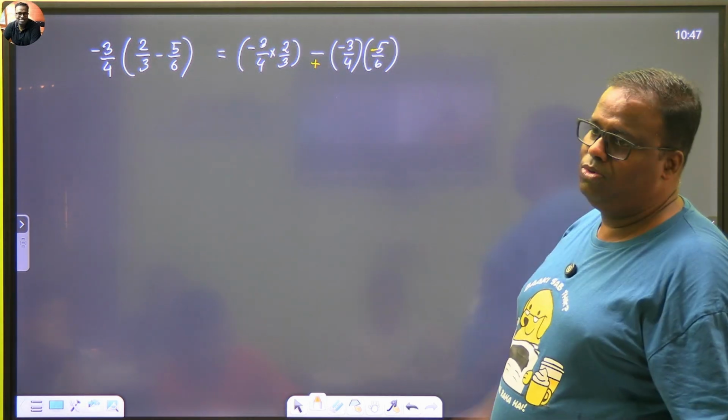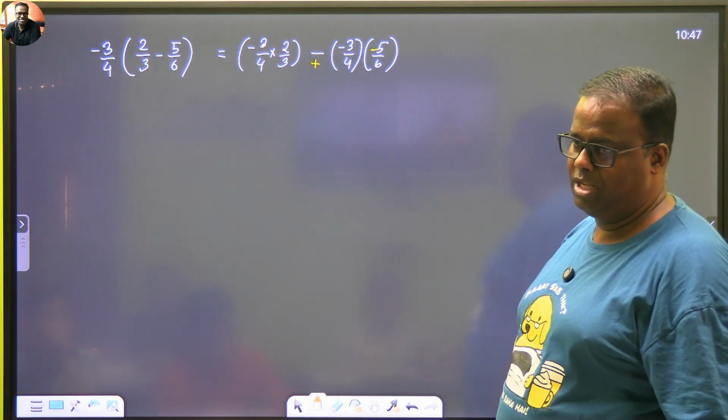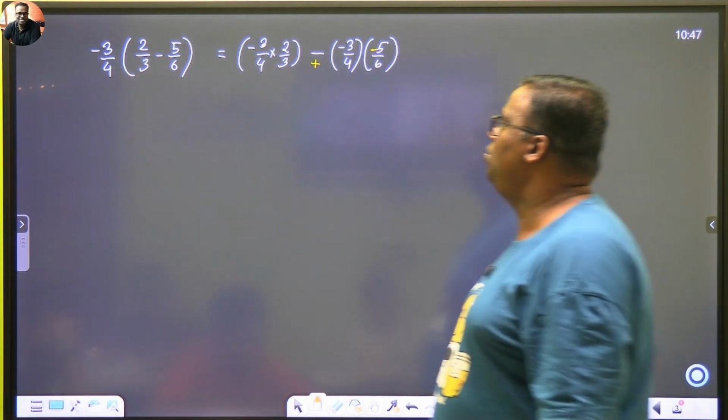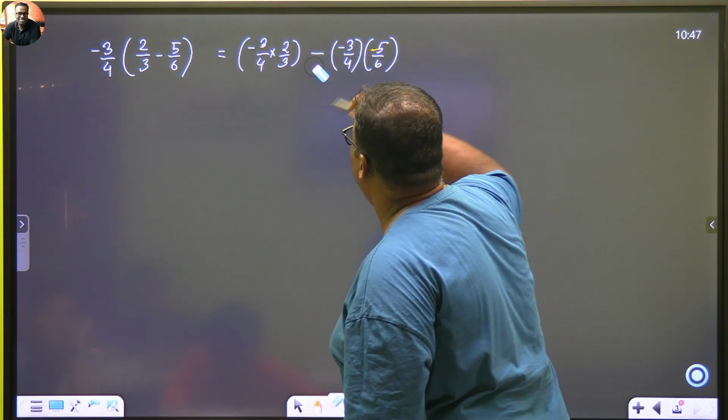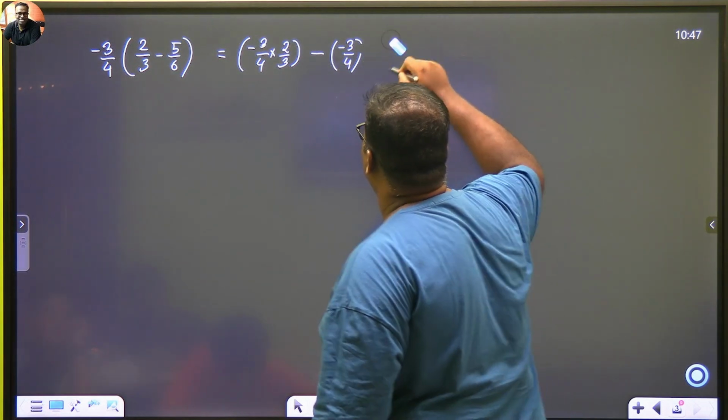So this part is known as the distributive property. Have you understood? So in distributive property, what we are doing, so now since we have understood, I am taking away these negatives. Have you understood?